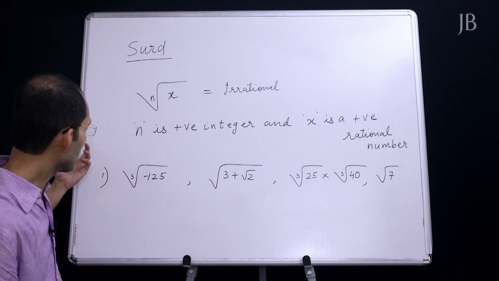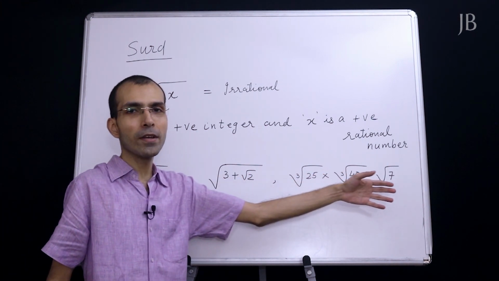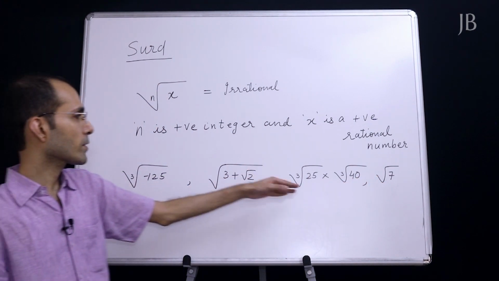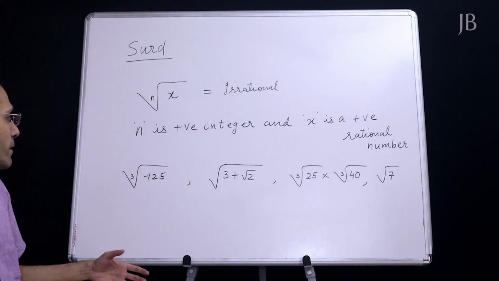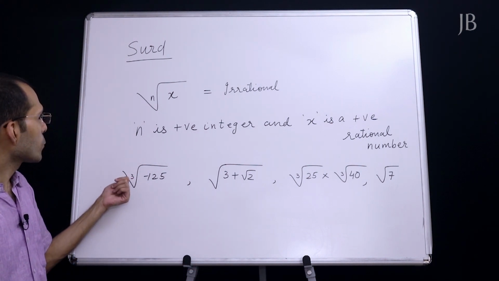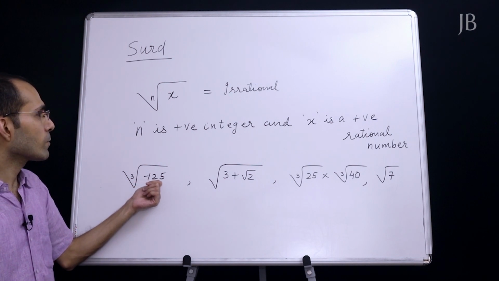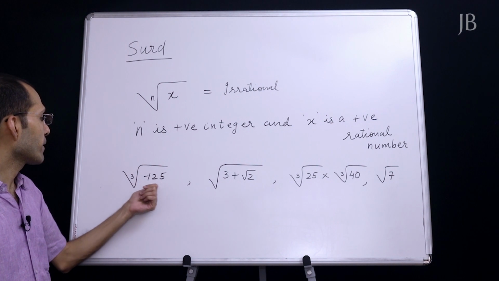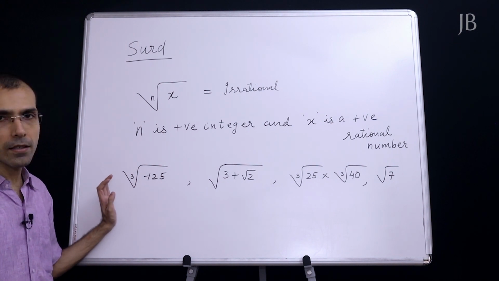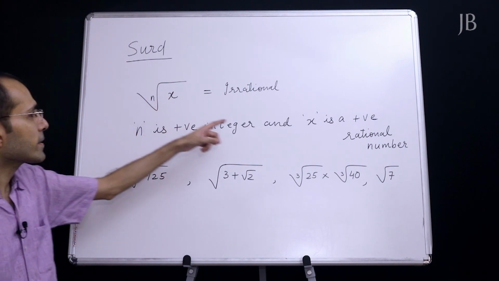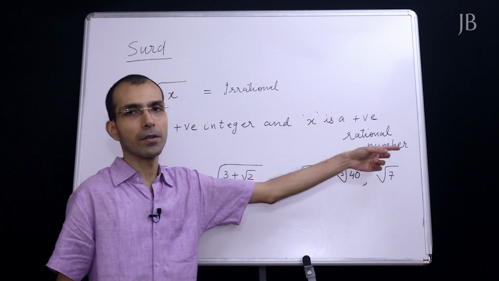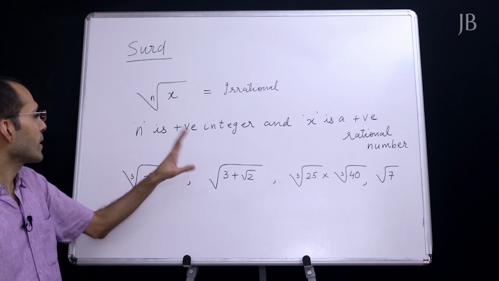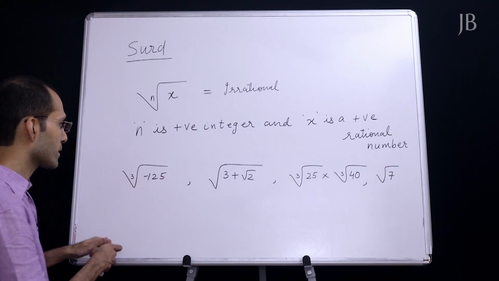Okay, so let us see which of the following are surds. So we have four of them. Which of them are surds and which of them are not? Cube root of minus 125. Will it be a surd? No, because x has to be a positive rational number. Now this is not positive, so one condition is violated here. So this is not a surd.